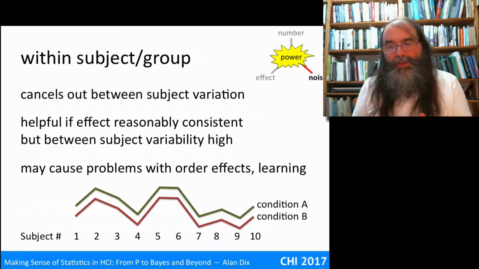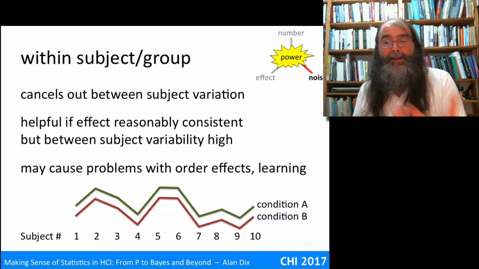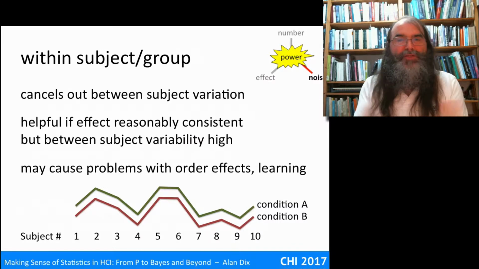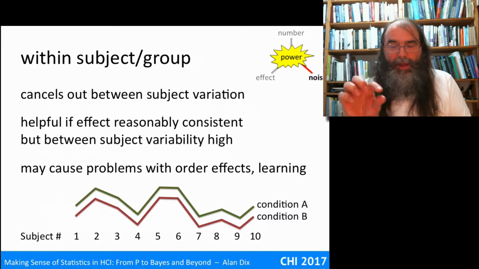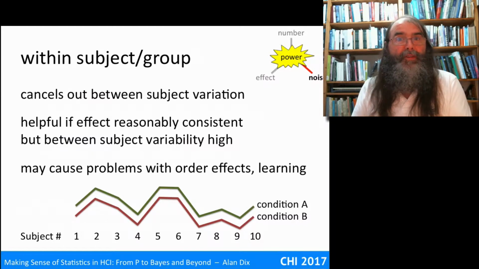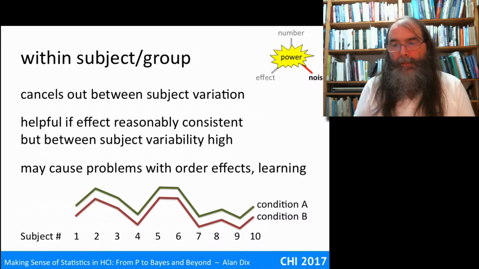So if you were to have forgotten which subject, or just had 20 subjects and given half system A and half system B, you can sort of imagine scrunching that graph together, you'd see very little change. But by looking at the differences, you actually have a very consistent difference.